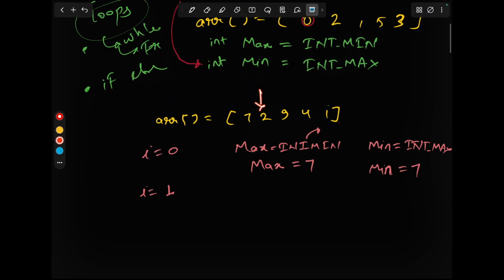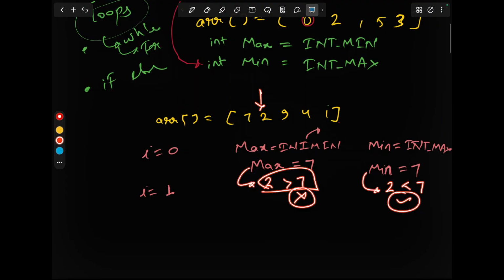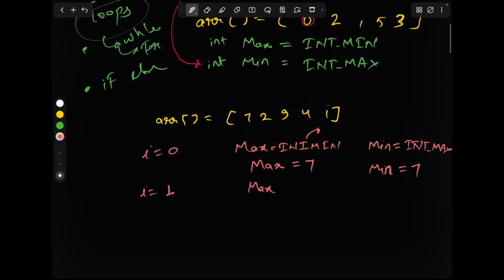Now we will check, is 2 greater than 7, and is 2 smaller than 7? So in this case 2 is not greater, but 2 is smaller, right? So we will update our max and min. Max will be 7, right? Because 2 is not greater, but 2 is smaller than 7, so we will update min to 2.